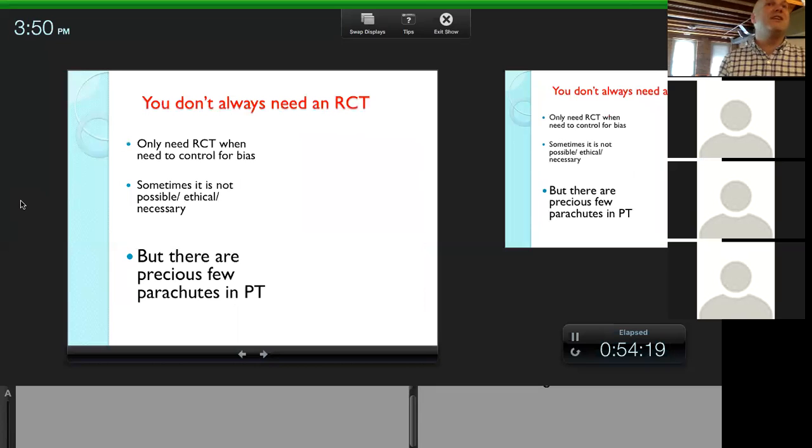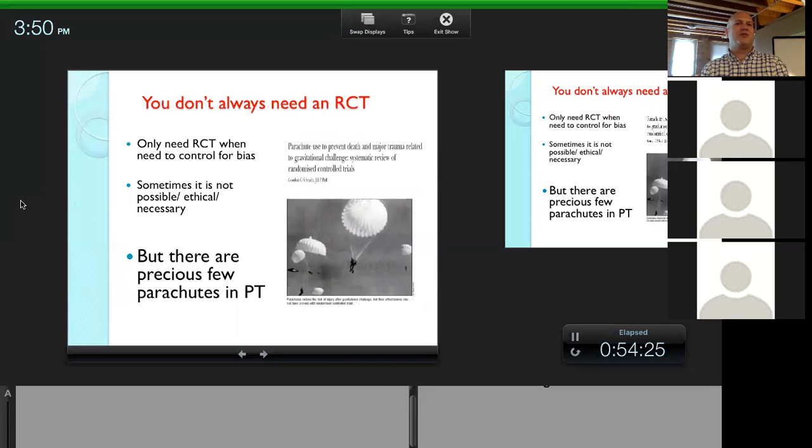You don't always need an RCT to know that a treatment works. Loads of people show this old argument. There was a joke article in the BMJ: Parachute use to prevent death and major trauma related to gravitational challenge: a systematic review of randomised controlled trials. And what these guys were doing was laughing about this paradigm of RCTs, that you don't need an RCT to know that you need a parachute jumping out of a plane.